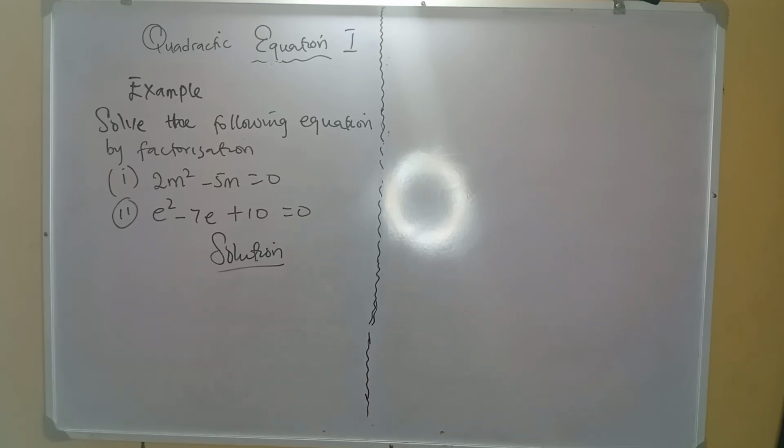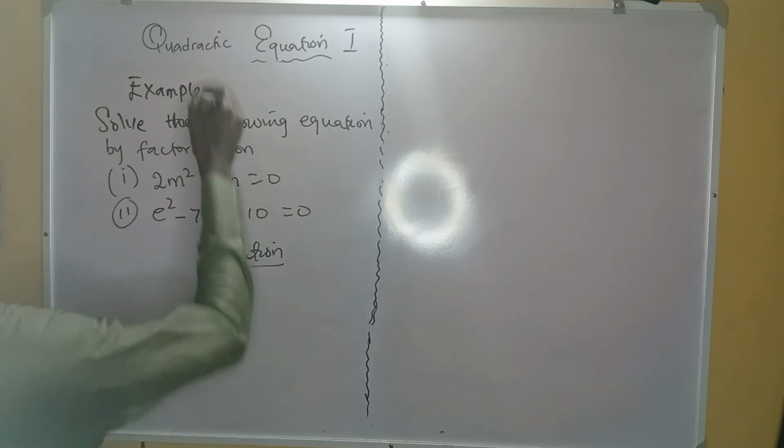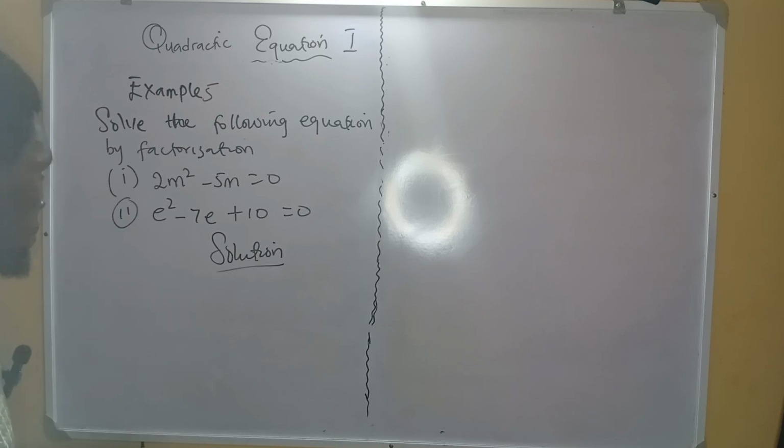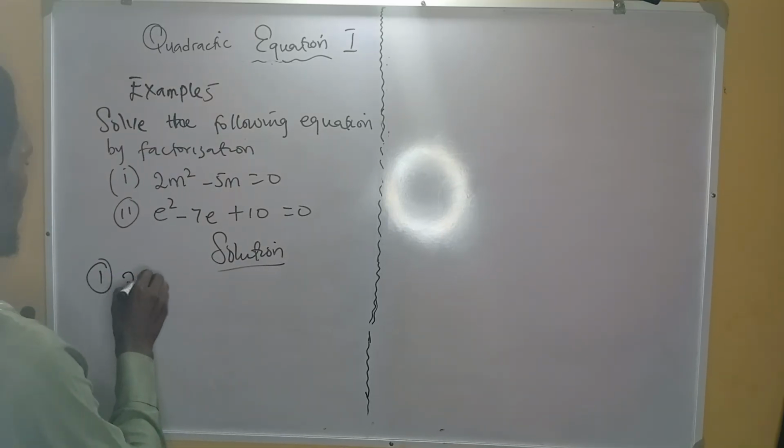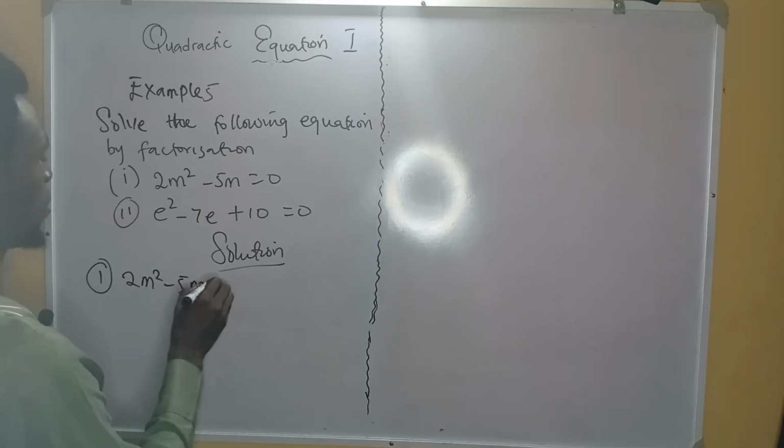So another example: solve the following equations by factorization. You are given 2m squared minus 5m equals 0, and e squared minus 7e plus 10 equals 0. You are asked to solve these by factorization, and it's very simple. You have 2m squared minus 5m equals 0.